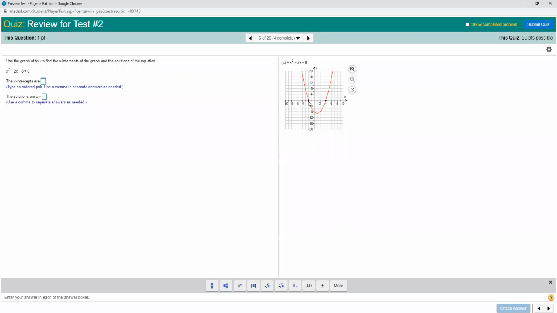So there's 2 dots that are crossing the x-axis here. Now remember, when you do x-intercepts, it's telling you right here, type an ordered pair, which means grab the ordered pair down on your bar down here. So let's figure out the first point. So I'll zoom that in.